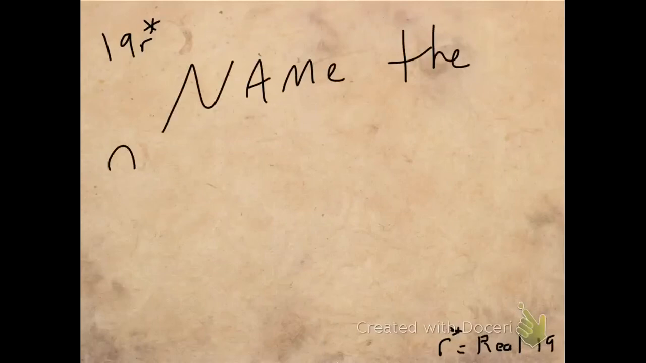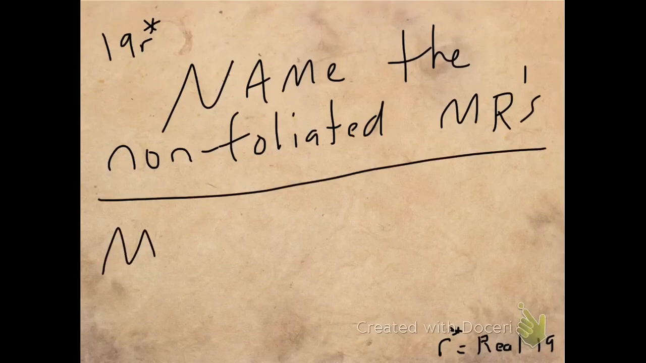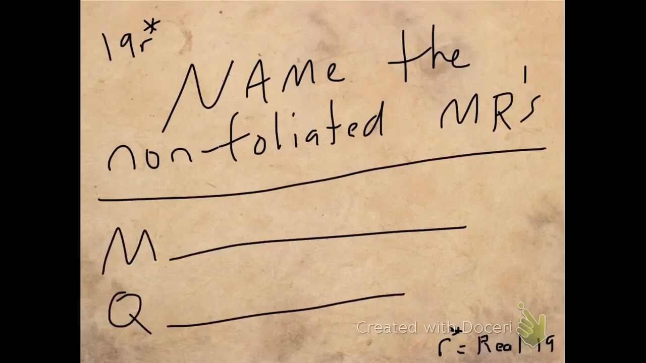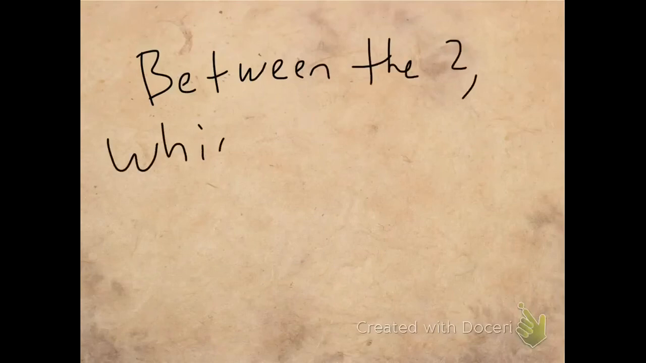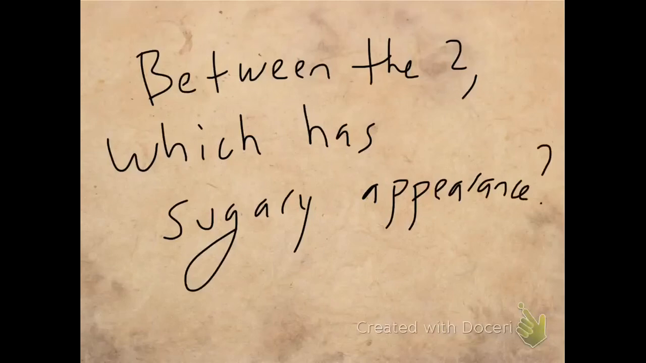And we're almost done. This is 2 questions left. Now your job is to name the non-foliated metamorphic rocks. So here we go. That's pretty simple. We only got 2 of them. We got the M one and the Q. Okay, M is marble and Q is quartzite. Now between these 2 choices of marble and quartzite, which one actually has a sugary appearance or a sugary texture? And the answer is quartzite.